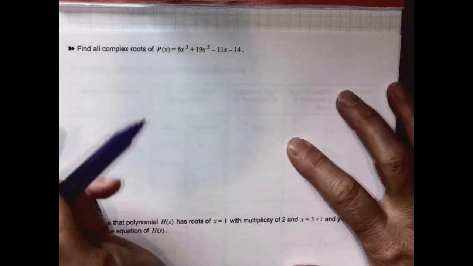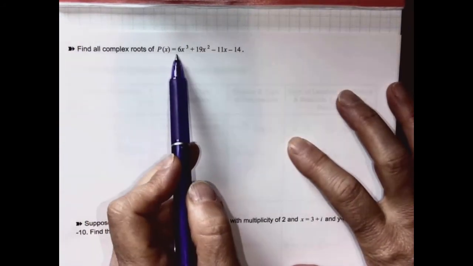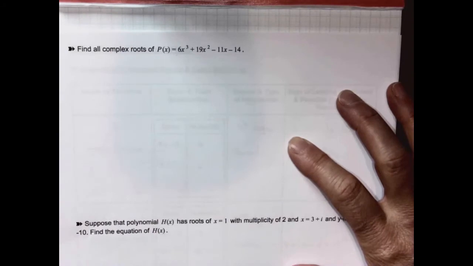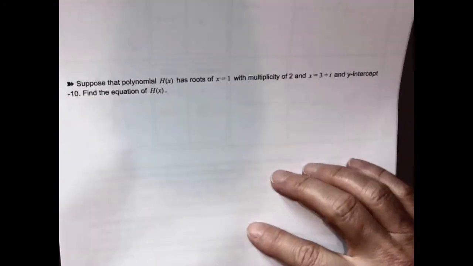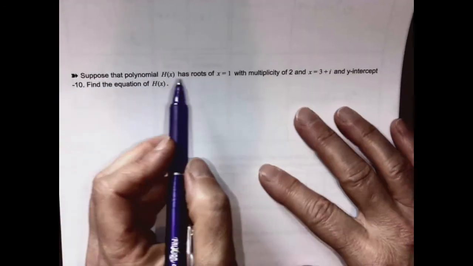Alright, we have 2 problems to do, but I don't have too many minutes left. I need to be below an hour here. So we're going to find all the complex roots. I'm going to let you go ahead and play with this one. It's similar to the one we just did, right? So go ahead and do this one, and I'm going to focus on that last one.